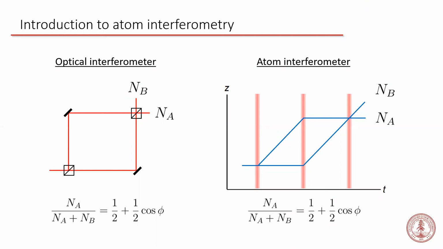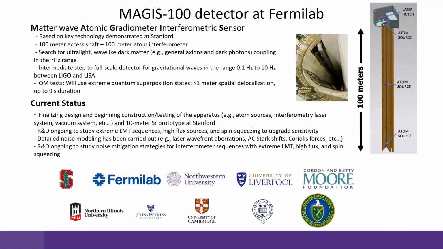If the 100 meter at Fermilab, what is your estimate of how it's going to perform relative to this? So you're saying it's 0.1 hertz to 10 hertz. Yes. How is it going to perform relative to LIGO at its current best, do you think? Great question. Yeah. So I should be careful to say.